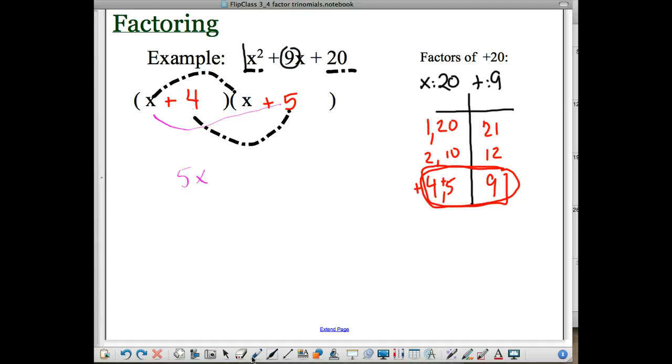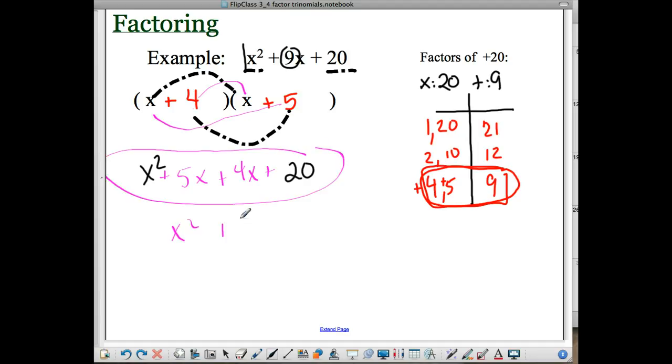The x times x was x squared. The 4 times 5 was 20. I'm just doing the FOILing method out of order here. And then the 4 times x is 4x. And when we combine like terms, we do indeed get x squared plus 9x plus 20. So let's try another one.